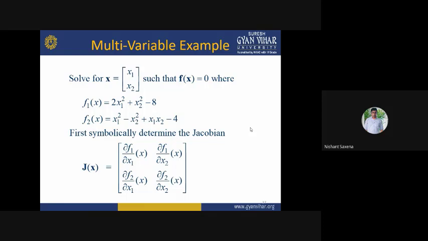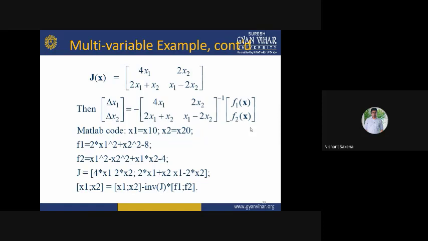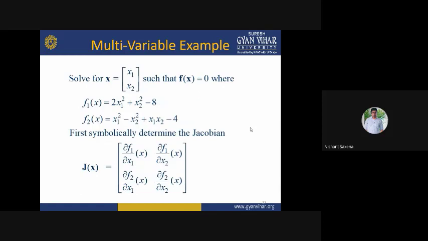So first of all, what will be the symbolic Jacobian matrix for this? That is equal to del f1 upon del x1, del f1 upon del x2, del f2 upon del x1, and del f2 upon del x2. Okay, now we will use this Jacobian matrix to solve the multivariable problem. Now when we substitute, del f1 upon del x1 is coming to be what? It's coming to 4x1. Okay. And del f1 upon del x2 is coming to be 2x2.